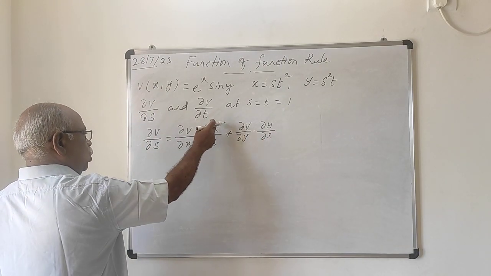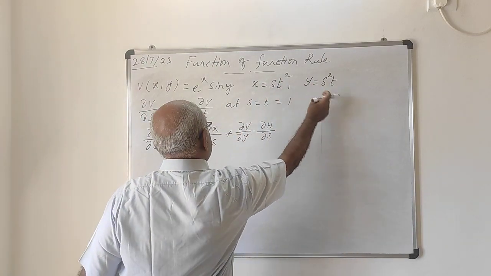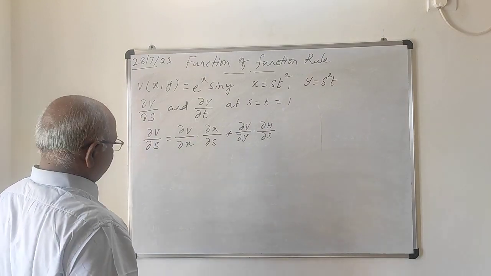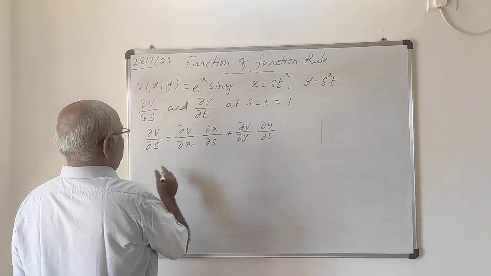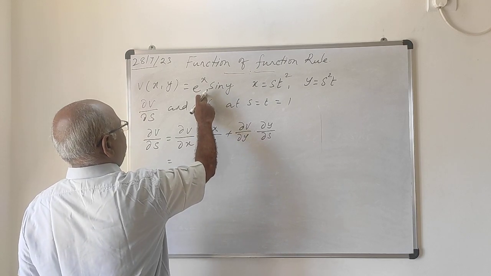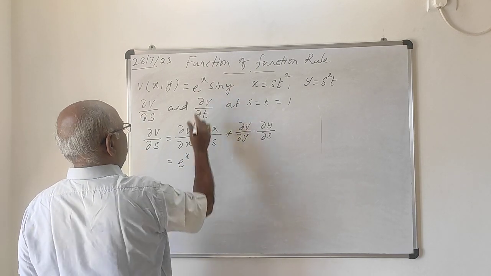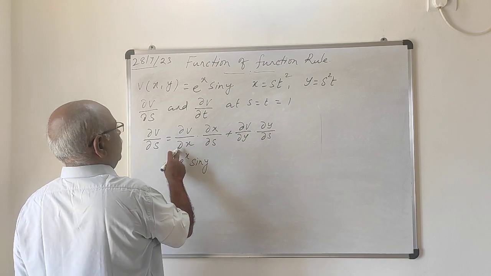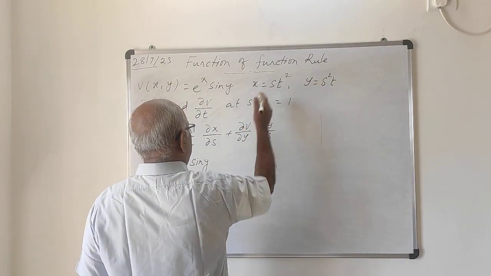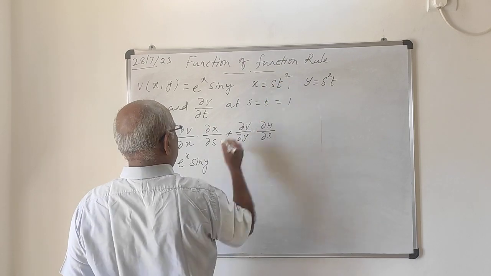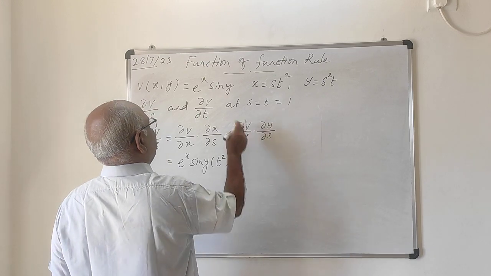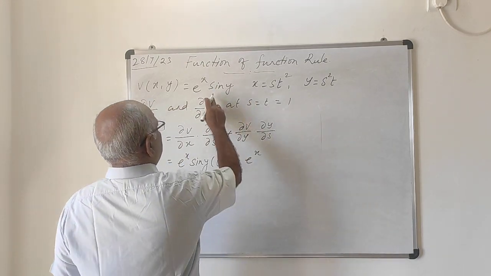Instead of dx by ds, we have dou x by dou s, because x and y are also functions of two variables. In this case, dou v by dou s is dou v by dou x into dou x by dou s. What is dou v by dou x? The derivative of e power x is e power x, with sin y constant. This is dou v by dou x. What is dou x by dou s? The derivative of s is 1, and 1 into t square is t square, because t square is constant. The derivative of this is t square, plus dou v by dou y: e power x constant, derivative of sin y is cos y.